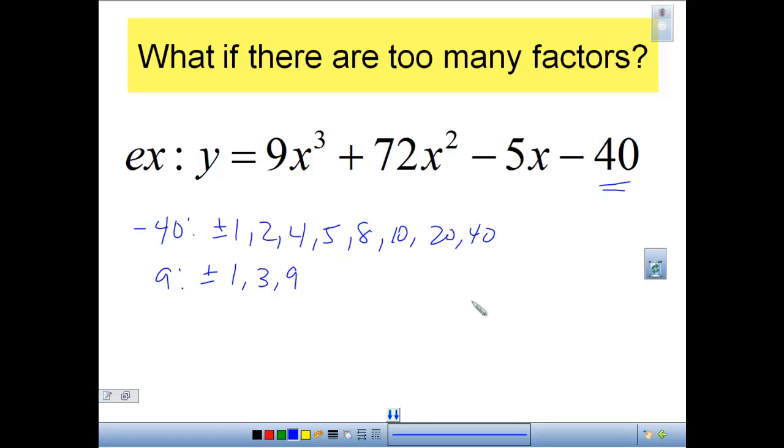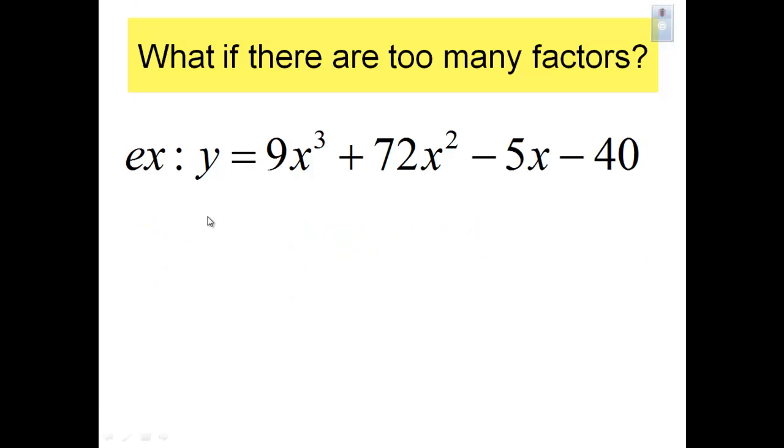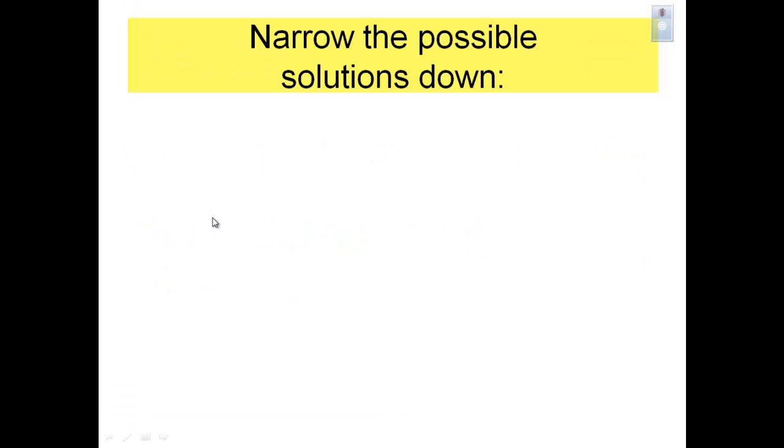That's a lot to work through, and usually if I'm asking you to list all the possible values, I'm not going to give you something this crazy, and this is really where we want to use our calculator to help us out. But there is something else we can do to help us determine, first of all, how many solutions we have in terms of positive and negative, and that's what we want to look at next. So when they have too many factors, let's see if we can narrow down the possible solutions.